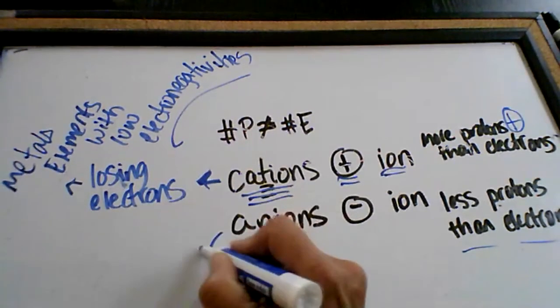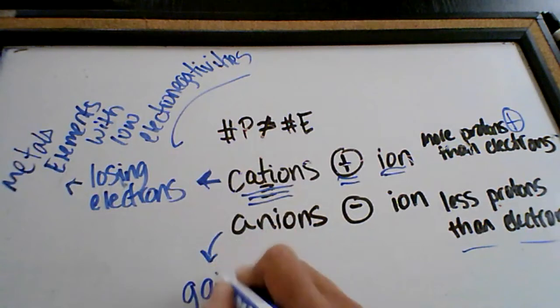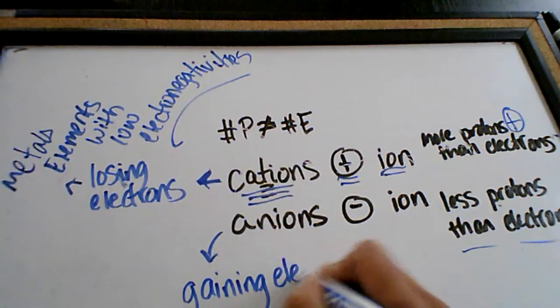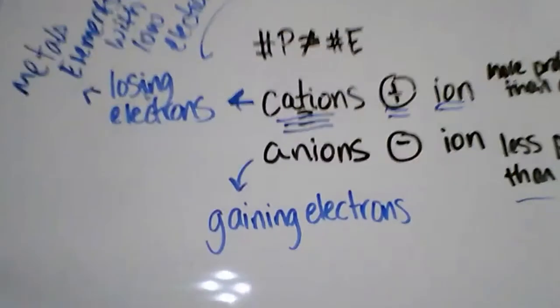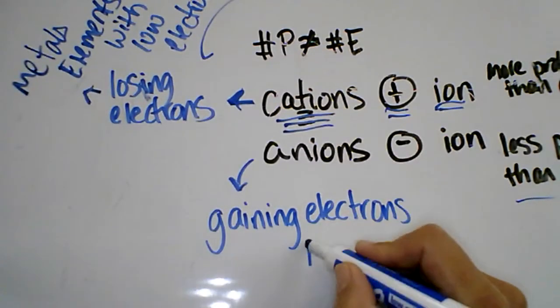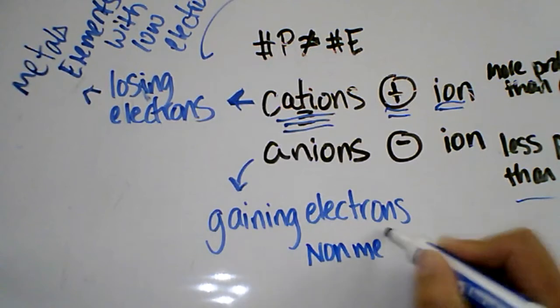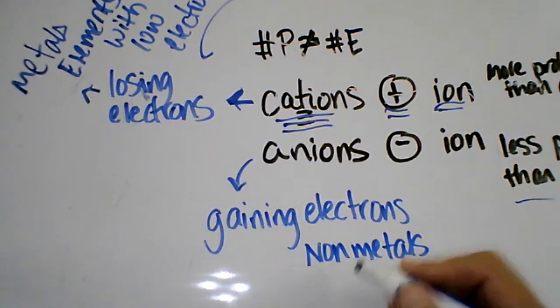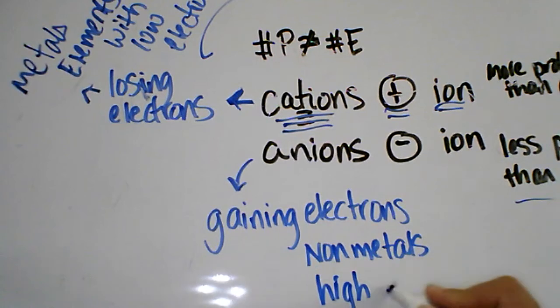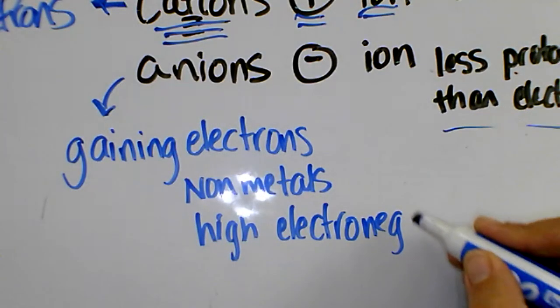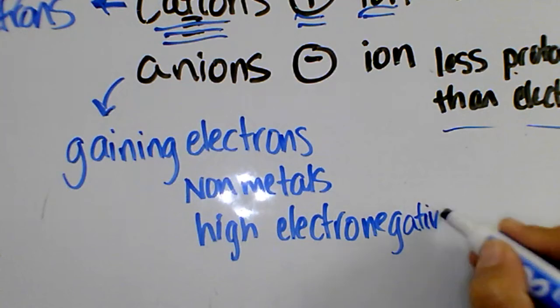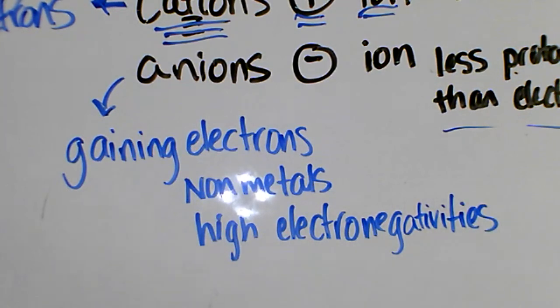Your anions are formed by gaining electrons, and they therefore have more electrons than protons. They are now negatively charged overall. This occurs with nonmetals, because it just so happens that nonmetals have high electronegativities. They have high attractions for electrons, and we will definitely get into why, but not in this video.